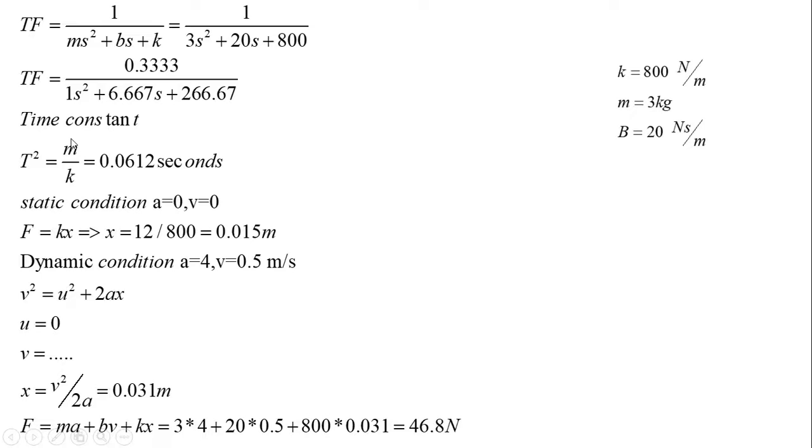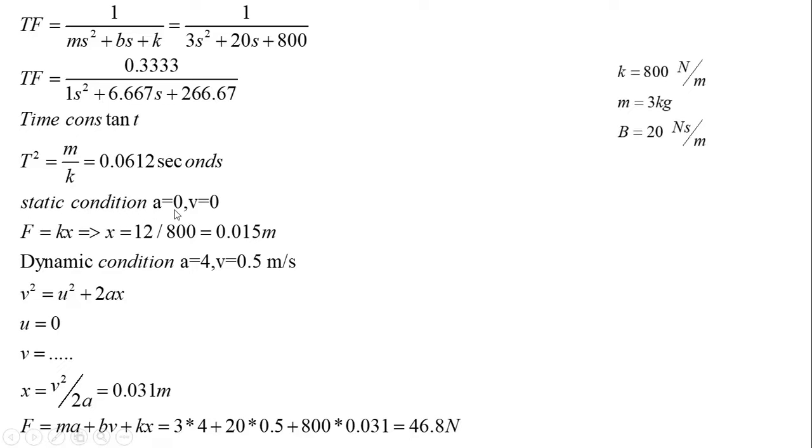Now next, we have to find out the time constant. For the time constant, the formula is t square is equal to m by k, and its value is 0.0612 second. Now this is the second point we have covered, point B, and this is point A.